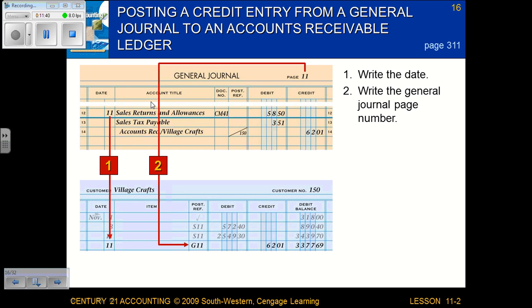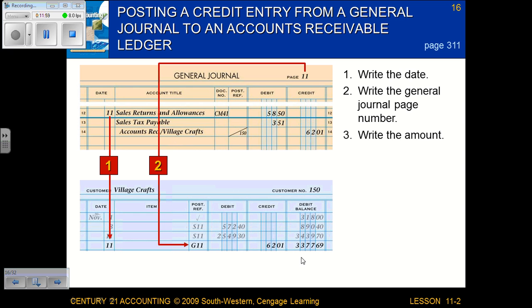Typically, if you're an accountant, you would do these all in order, but this is the one we're focusing on learning how to do right now. So we're just focused on Village Crafts. We're going to come over here. Village Crafts has a $62.01 credit. So we bring that down here to the credit section.